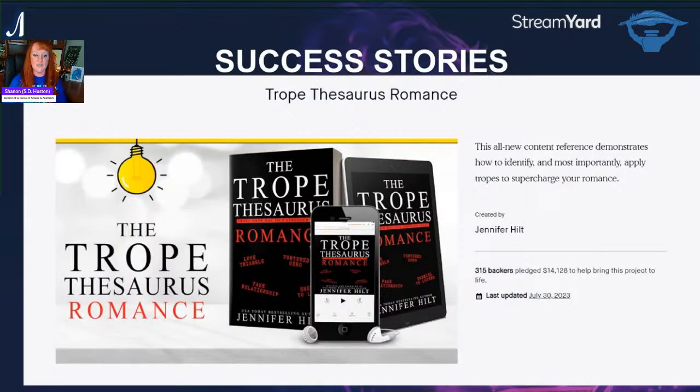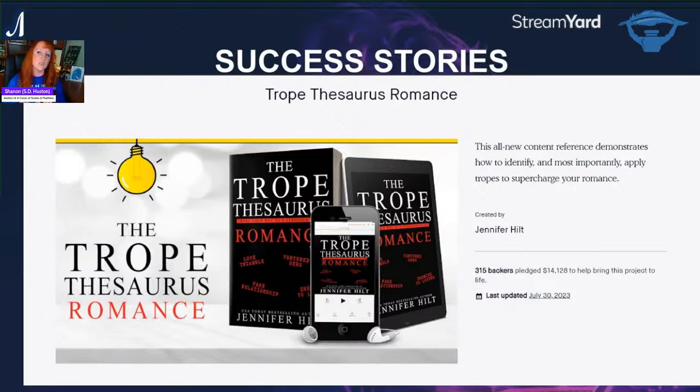There's also nonfiction. This is another one I backed by Jennifer Hilt, the Trope Thesaurus. It has all the tropes for romance. I backed this one, and I want to bring it up because she actually has the next book out, which is the tropes for science fiction and fantasy. And I just backed that one. It just released this past week, so I'm getting it as well. So I can't wait. I've already read part of this on the ebook, but I have the physical book coming as well. I don't have that yet, but yeah, very, very good.